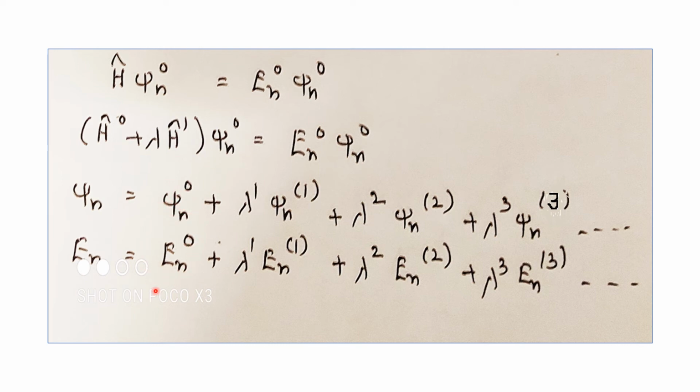Lambda^1 psi n^1, lambda^1 En^1, this part represents the first order correction. Lambda^2 psi n^2, lambda^2 En^2, this part represents the second order correction. The first order correction is larger than the second order correction, which in turn is larger than the third order correction.